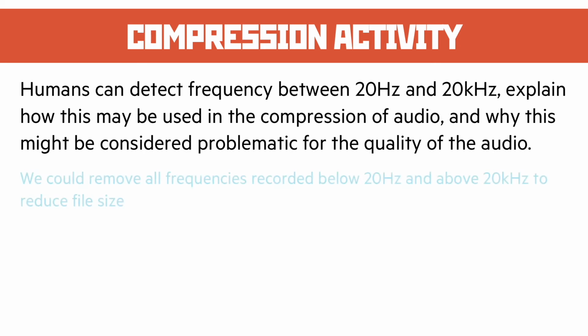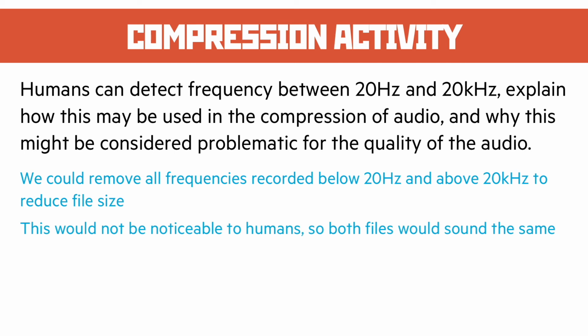Well, you could actually remove all the frequencies recorded below 20 Hz and above 20 kHz and just throw them away. To a normal human, that wouldn't sound any different. And that's actually how they do it in most audio formats. MP3 does something similar. Now, it wouldn't be noticeable to humans in most cases, so both files would sound the same. And it's called lossy compression because we lose some element of the data as we do that.